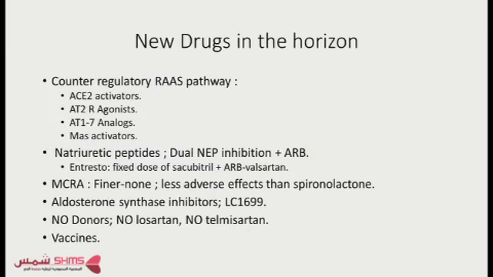Now, we expect new drugs in the horizon, including the counter-regulatory arm of the RAS pathway, like ACE2 activators, angiotensin receptor agonists, angiotensin 1-7 analogs, MAS activators. We have the natriuretic peptides, we have the mineralocorticoid receptor, and we have the aldosterone synthase inhibitors, and nitric oxide donors and vaccine. Now, the vaccines used to be important because we could prevent people from getting to a stage of resistant hypertension. But up to now, most of the trials, the evidence does not prove it yet.